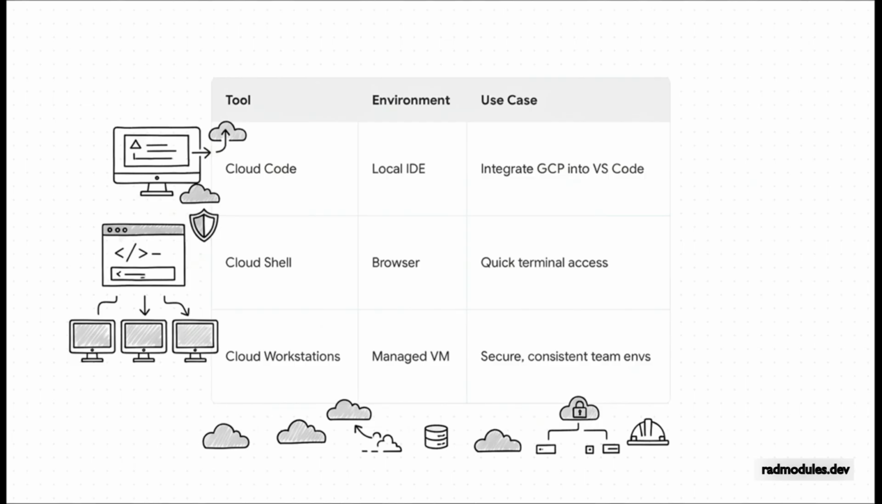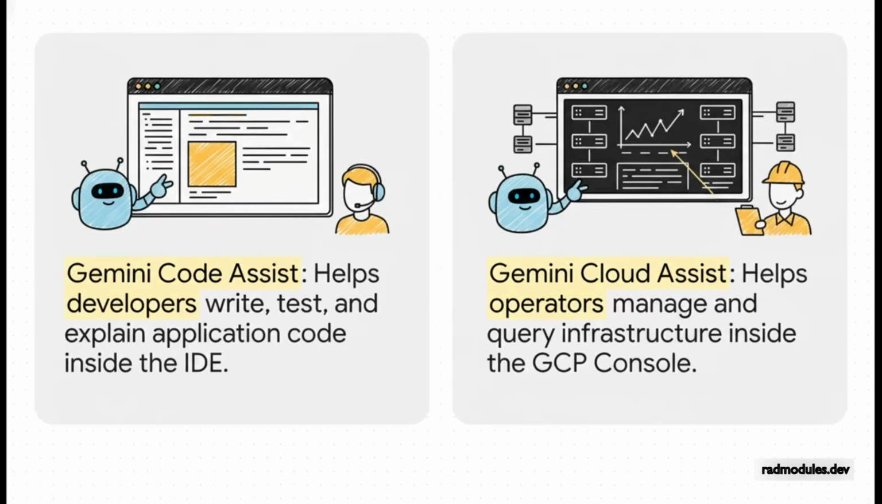And for teams, if you need everyone to have the exact same secure setup, Cloud Workstations gives you fully managed IDEs in the cloud. Now let's talk about AI. You're definitely going to see Gemini on the exam, but listen up, because there are two of them, and you can't get them mixed up. On one side, you have Gemini Code Assist. That's for you, the developer. It lives in your IDE and helps you write and test your application code. On the other side is Gemini Cloud Assist. That's for the operations folks. It lives in the Google Cloud Console and helps you manage your infrastructure. Developer versus operator. That is the difference you have to remember.